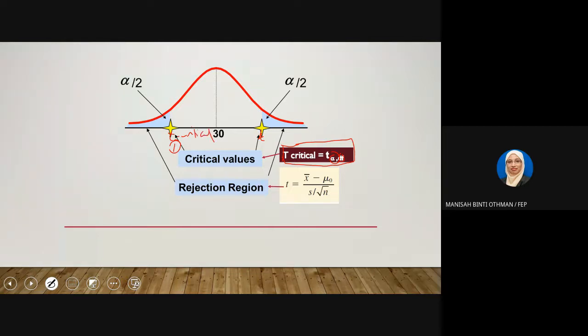Okay, so this will determine the border, the border for the area in which you will reject the null hypothesis or do not reject the null hypothesis. So that's the T critical, which will determine the rejection area or rejection region, based on the alpha.